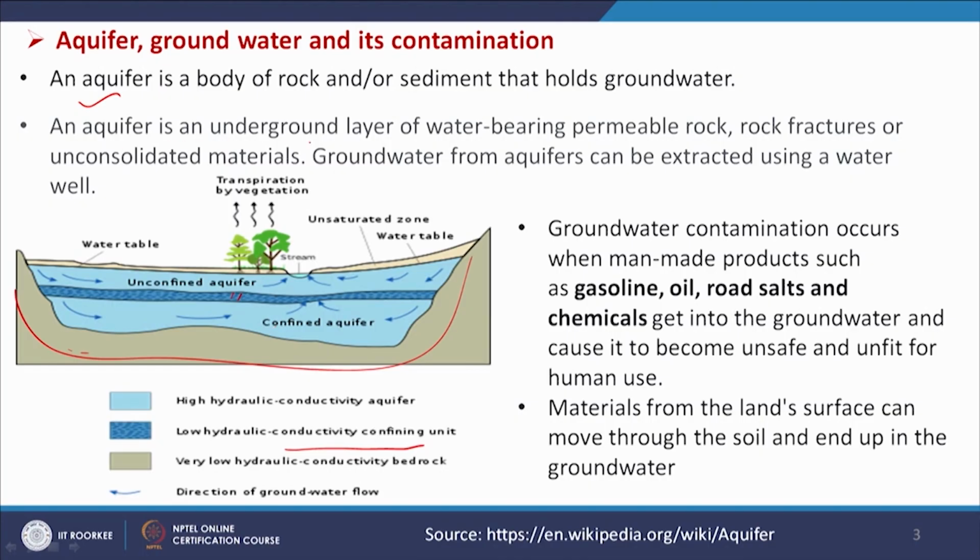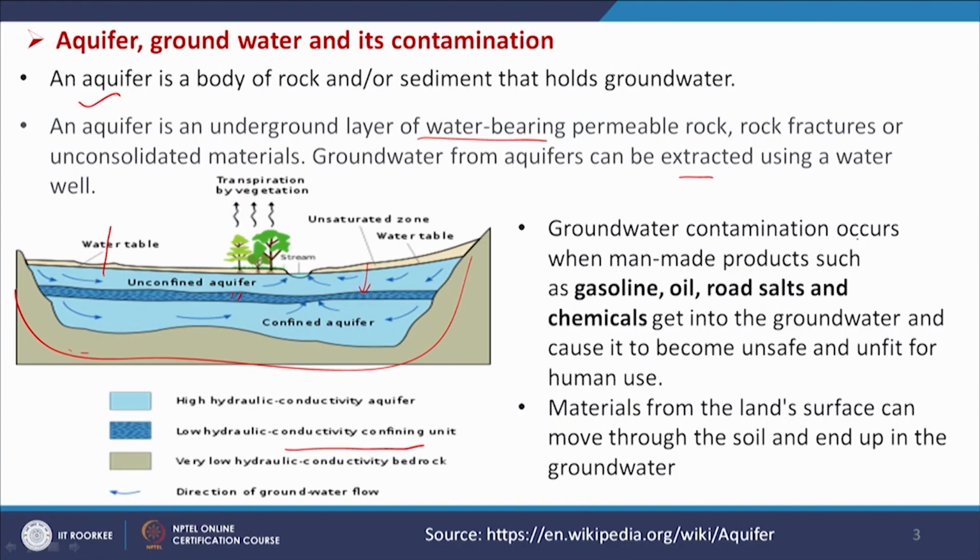An aquifer is an underground layer of water bearing permeable rock, fractures or unconsolidated materials. Groundwater from aquifers can be extracted using a water well. So, anywhere we can put a well, so that water can be extracted from that place. This is the definition of an aquifer, which provides water, and water can be extracted through the well. Now, the contaminants may enter into this groundwater. How? Through percolation.